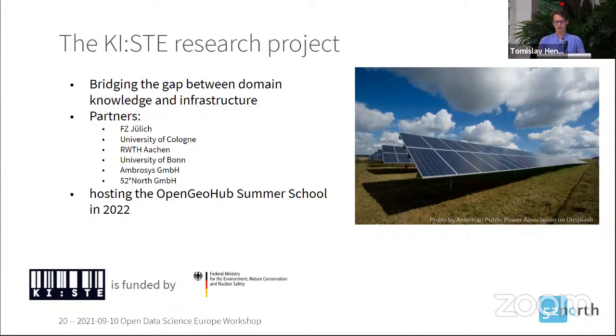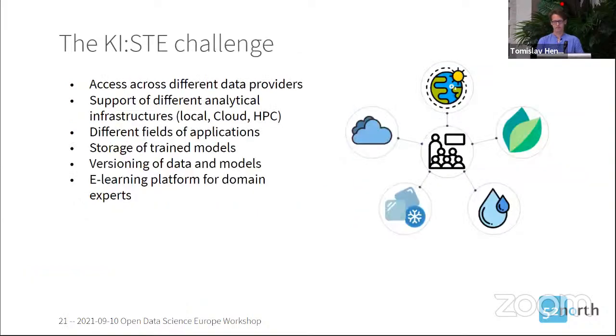And a set of partners from universities and research institutes in Germany. We're working on different sets of applications. And in the framework of the KISSA project, we're also going to host next year's Open Geo Hub Summer School, hopefully mostly in person, but most likely also as a hybrid event, at least in some sessions.